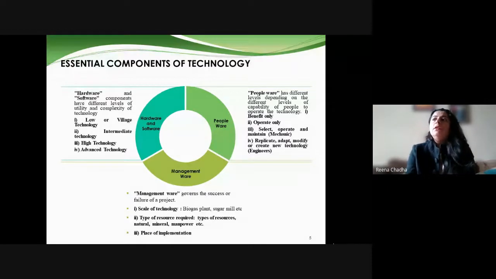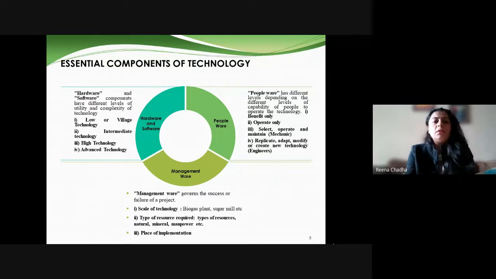So engineers are good at designing, good at replicating, adapting, modifications. But when it comes to management, they don't know ABC about that. So that's why nowadays so many engineers are taking up MBA after completing their engineering degrees. Why? Because when they go to industry, more than engineering, they require management skills.